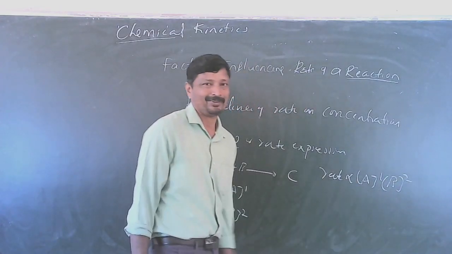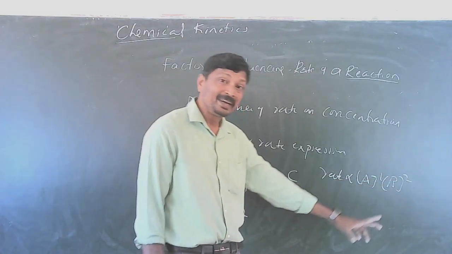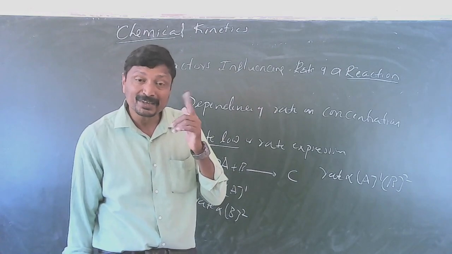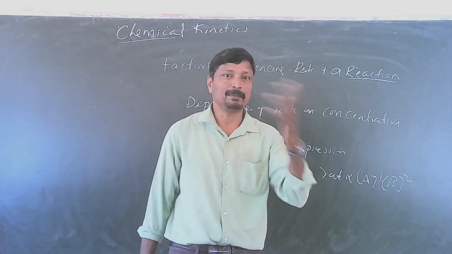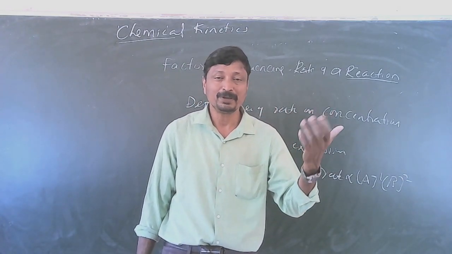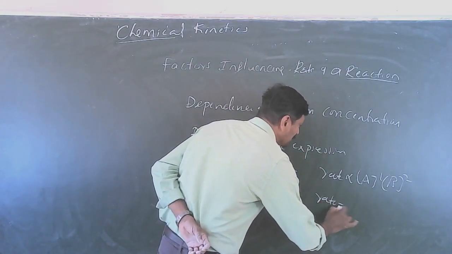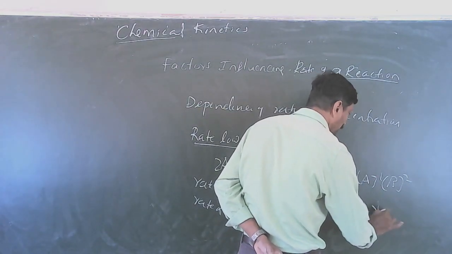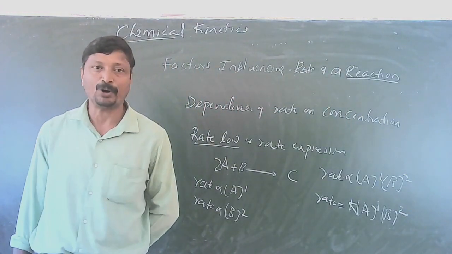This is called rate law, or rate expression. So this 1 and 2 indicate how the rate of the reaction depends upon the concentration of A and B. If you double the concentration of A, the rate doubles. If you double the concentration of B, it increases 4 times. Then you will write rate is equal to k, a proportionality constant, times A to the power of 1 and B to the power of 2. This is called rate expression or rate law.